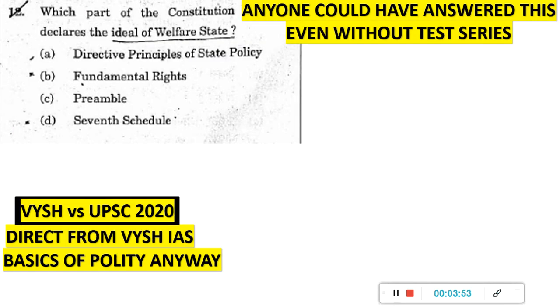Now, which part of the constitution declares the ideal of a welfare state? Again, a blind 2 marks you will get, because if you don't know that DPSP is the welfare state, then you have not read Lakshmikant. Fundamental rights deal with the political rights, but the social and economic rights are dealt with by the DPSP. And the government also follows the DPSP whenever it has to make policies or schemes for the people. So the welfare state is DPSP.